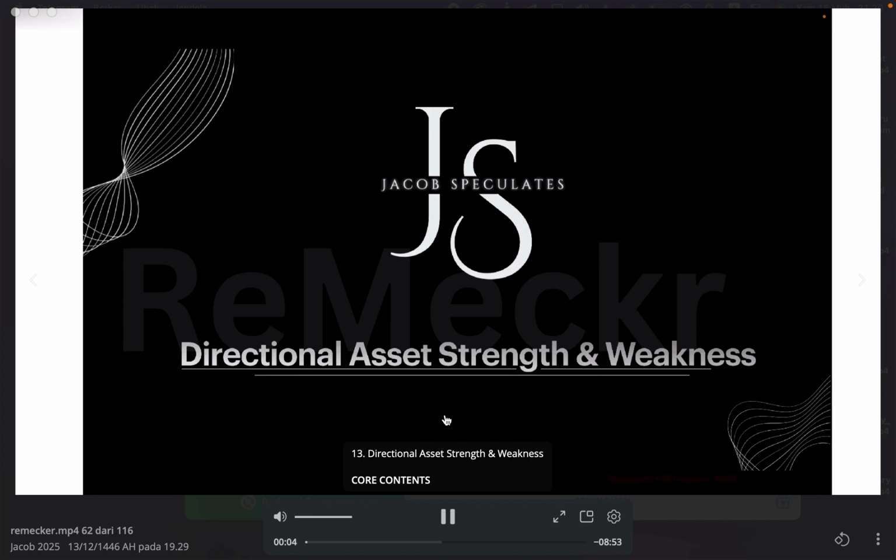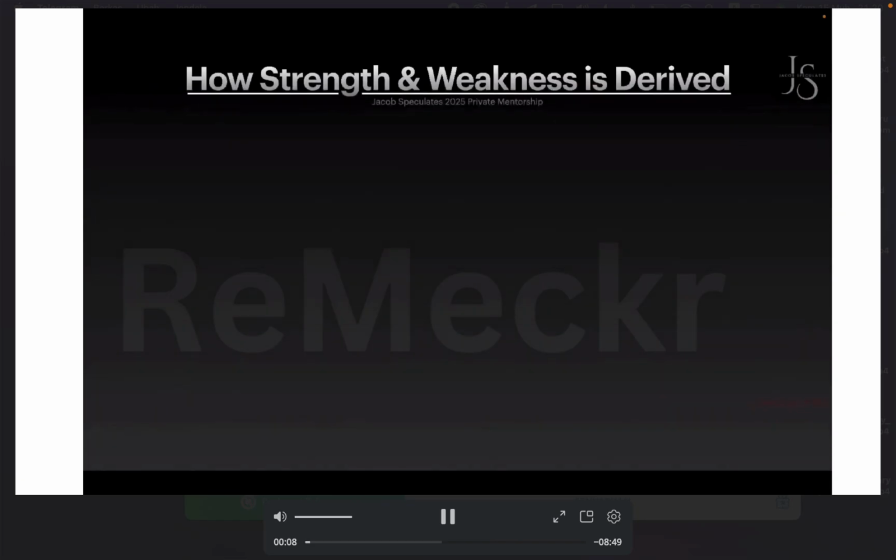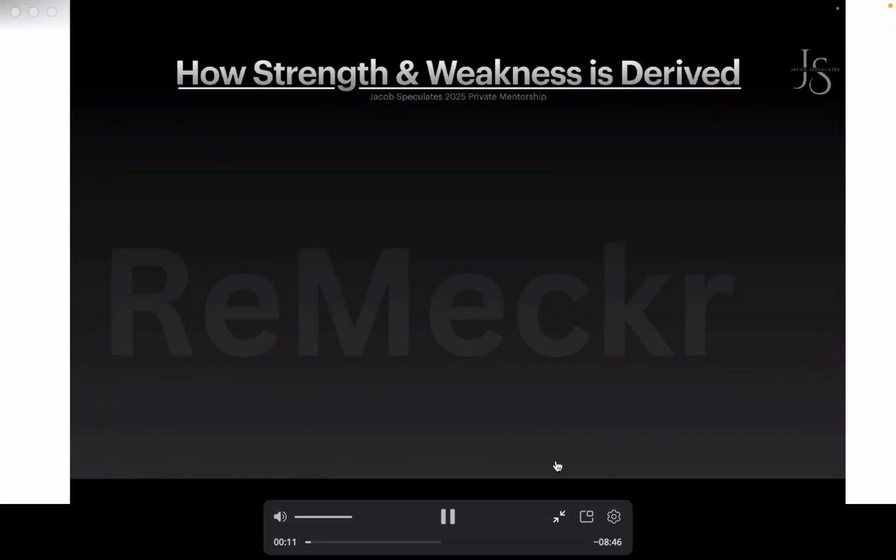One, we'll be focusing on directional asset strength and weakness. So getting started with how strength and weakness is derived.